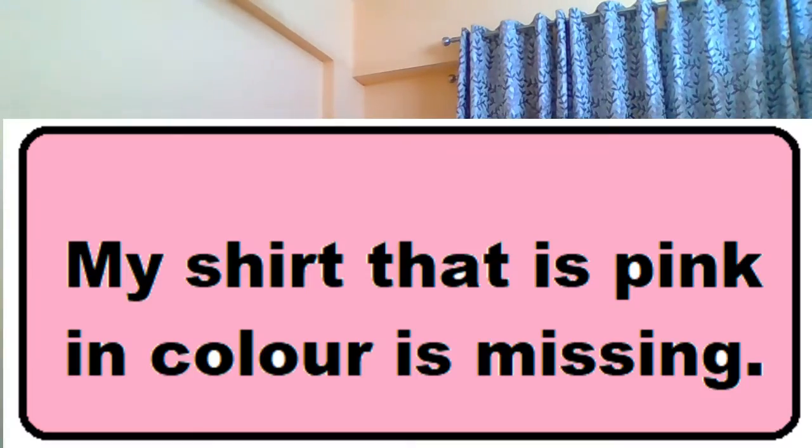Okay, so a defining clause contains information which is essential to the meaning of any sentence. Without this, the meaning of the sentence will change. For example, my shirt that is pink in color is missing. My shirt that is pink in color is missing. This statement means I have many shirts. Out of those many shirts, my particular pink color shirt is missing.